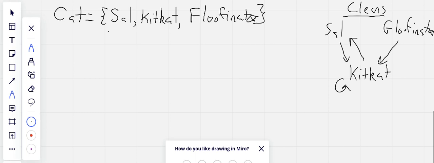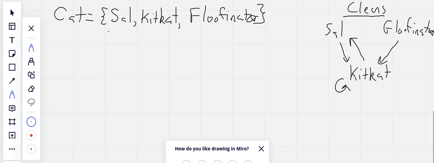In particular, we want to look at which cats clean which other cats. And so we have this diagram off to the side of which cats clean which other cats. We have that the Floofinator cleans Kit Kat on the right. Kit Kat then cleans herself. Kit Kat also will clean Sal, and Sal will sometimes clean Kit Kat.